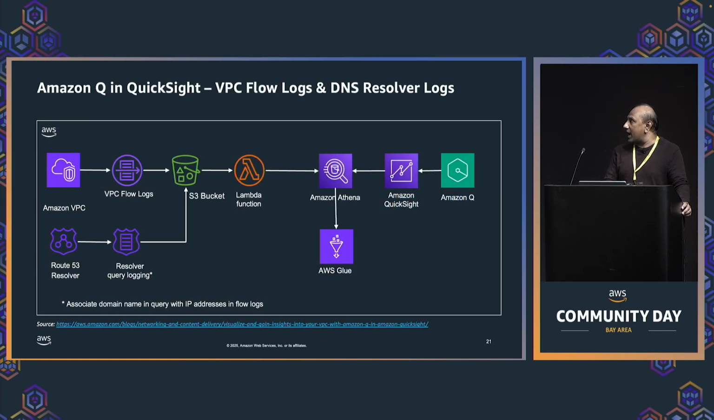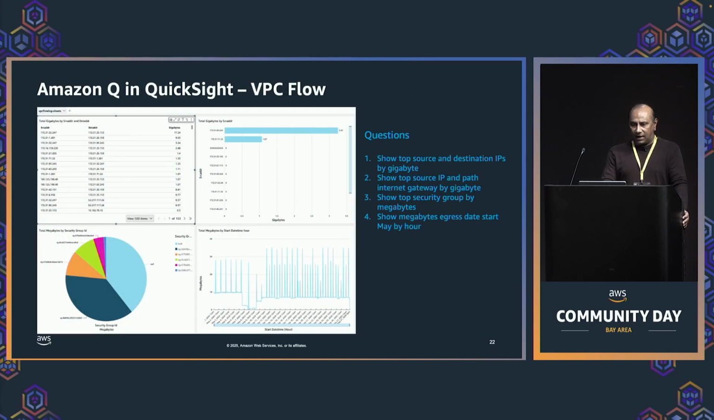Slight variation of that. In this one, you can combine your DNS query logs along with your VPC flow logs. So now you can find out which domain is sending this data, how much data was sent by a particular IP, and you generate graphs, something like this. You create a dashboard in Q.